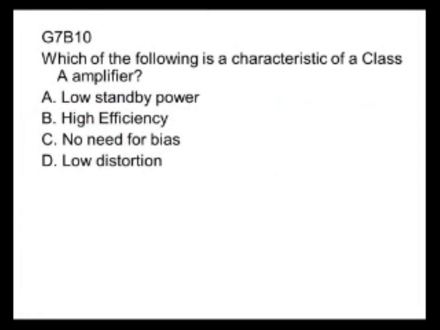Which of the following is a characteristic of a Class A amplifier? A Class A amplifier is operated in a region that has very low distortion.